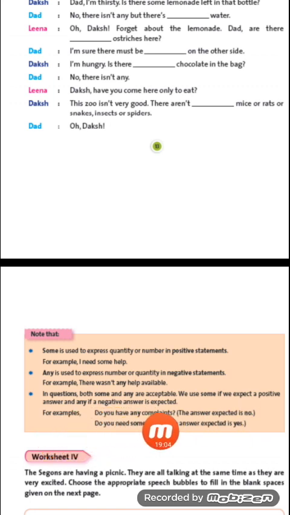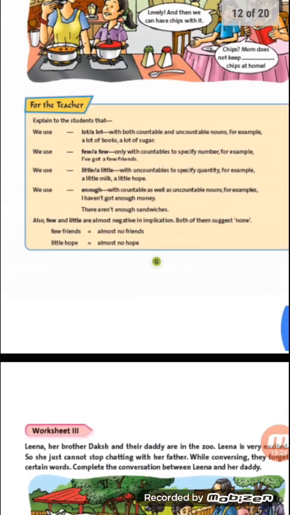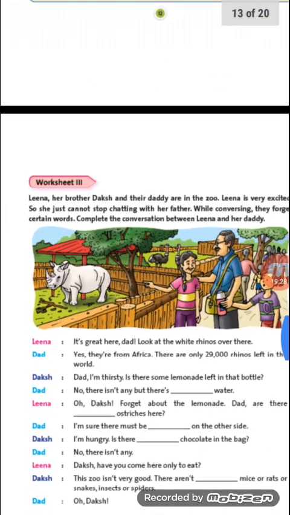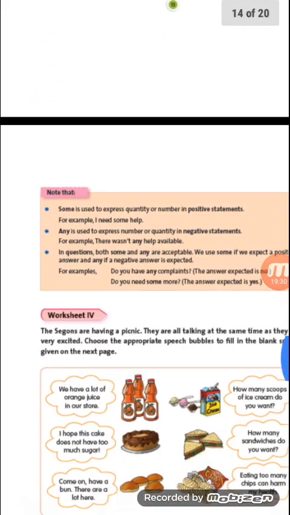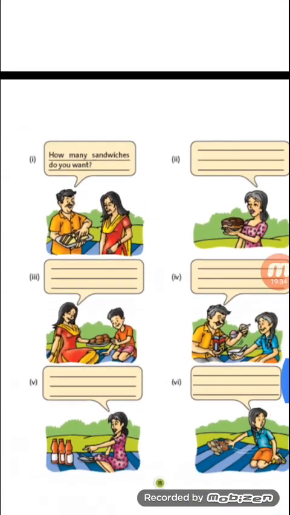For example, do you have any complaints? So here the expected answer is no. And here, do you need some more? So here the expected answer is yes. So I hope you all will complete these worksheets in your practice book correctly and in good handwriting, and also learn about these words, revise them, so that you get to know more about the determiners. And tomorrow we will start completing our worksheet 4 and the rest of the chapter.